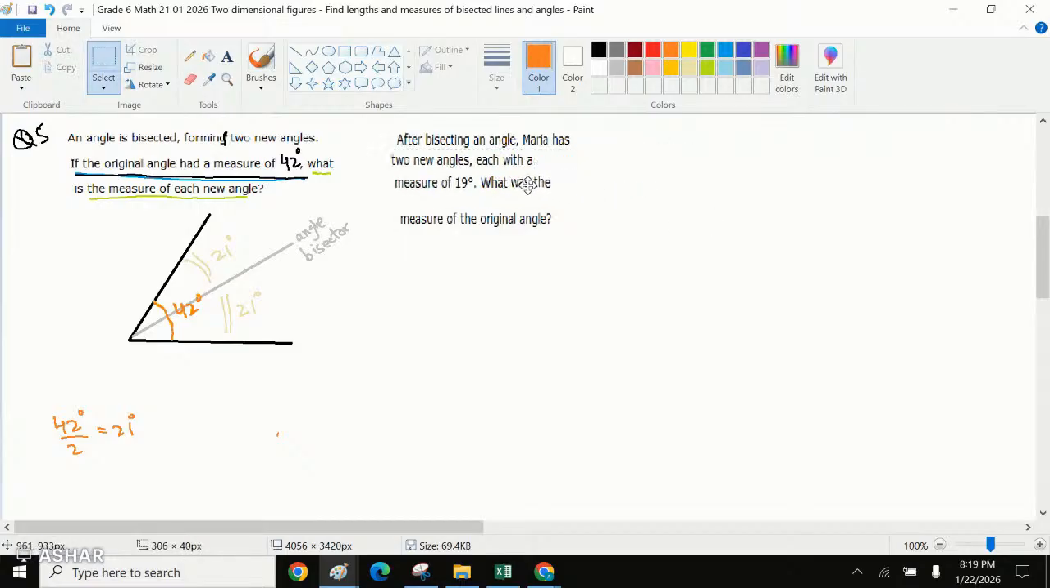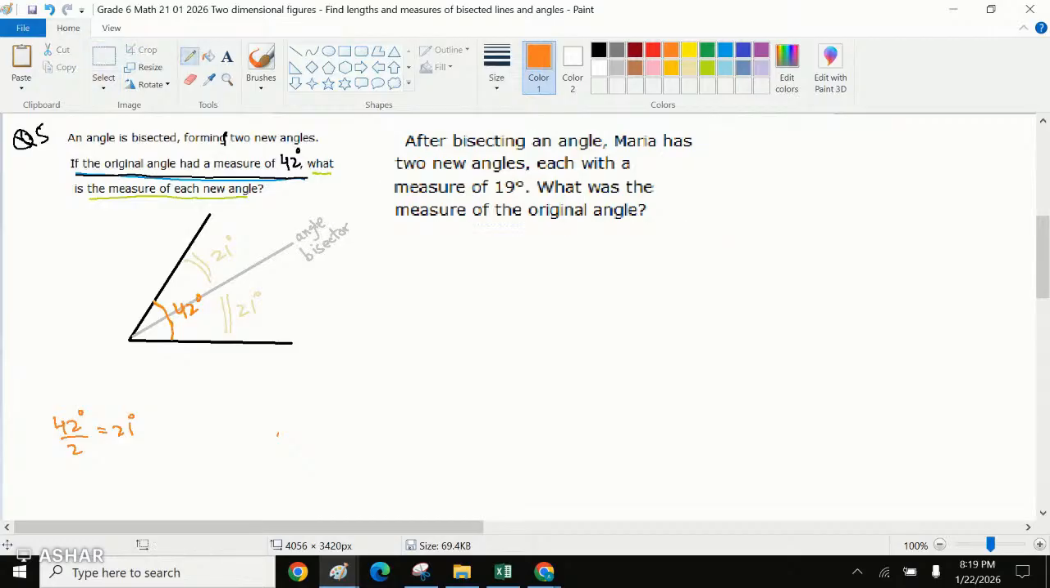Okay, what was the measure of the original angle? In question number 6, they are telling us that after bisecting an angle, Maria had two new angles, each with a measure of 19 degrees. The question says if two angles are given to us, that means they were bisected. A bisector means each angle is 19 and 19 degrees, right?